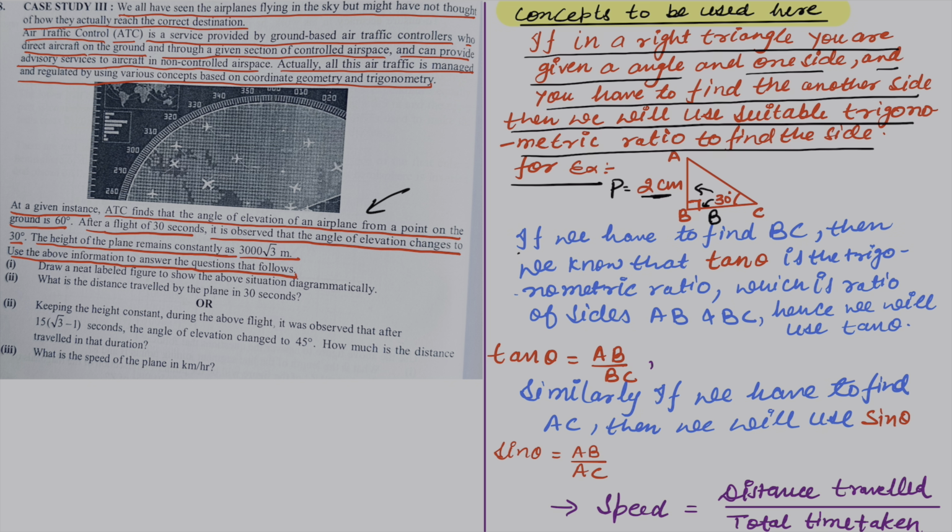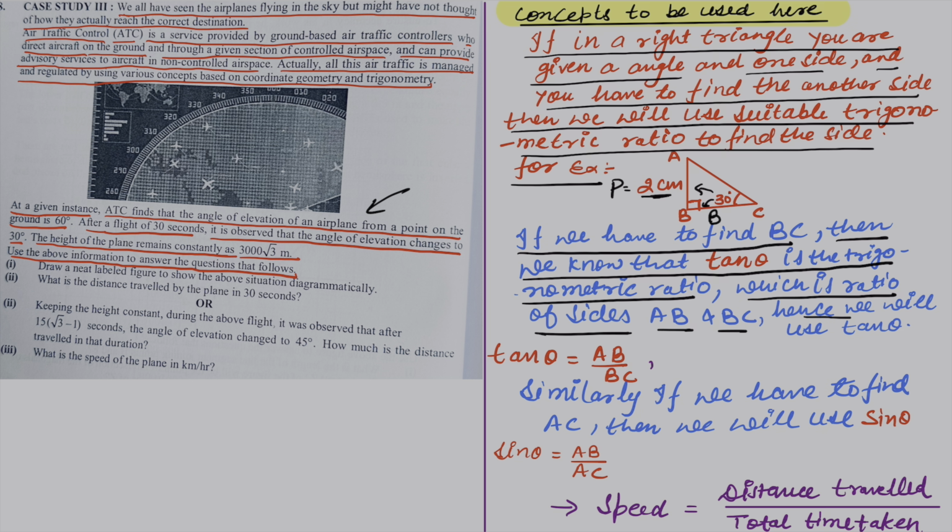If we have to find BC, then we know that tan theta is the trigonometric ratio, which is a ratio of sides AB and BC. Hence, we will use tan theta. Here, what we want to say is, if in the given triangle ABC we want to find BC, then we will consider the ratio which includes side BC and the given side AB. So we know that tan theta is equal to P by B. So P is AB and B, the base, is BC. From here we can easily find BC.